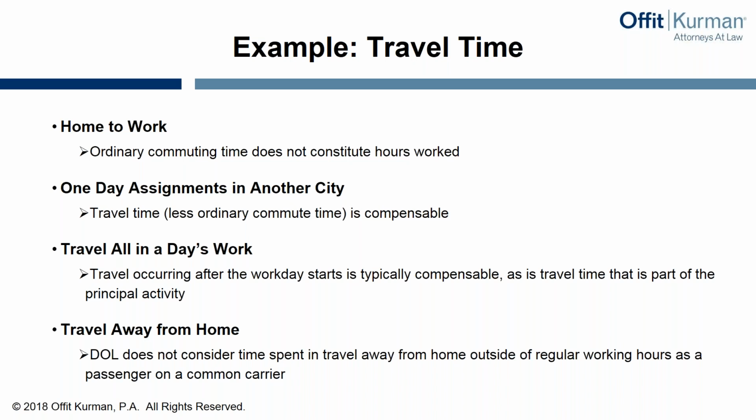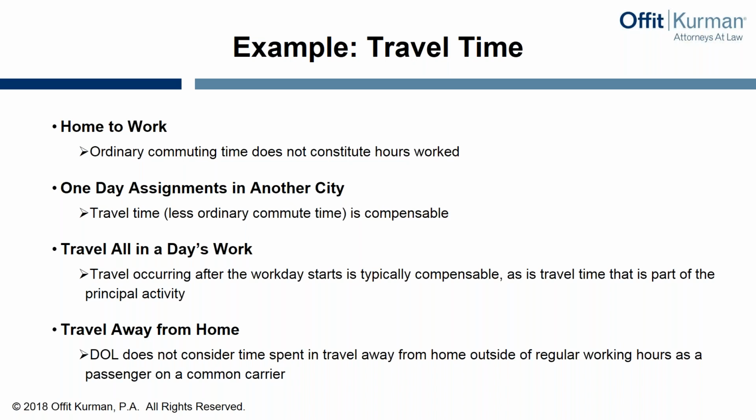So the first category is home to work travel. So that's like getting in your car and driving to the office, leaving the office, going home. That does not constitute hours worked. It's the general rule, and this is the simple general rule, is that commuting to and from your regular place of work is not compensable work time. Obviously, that's the case. No one's paying for their employees to sit in traffic going to and from work. So that piece of this is pretty straightforward.